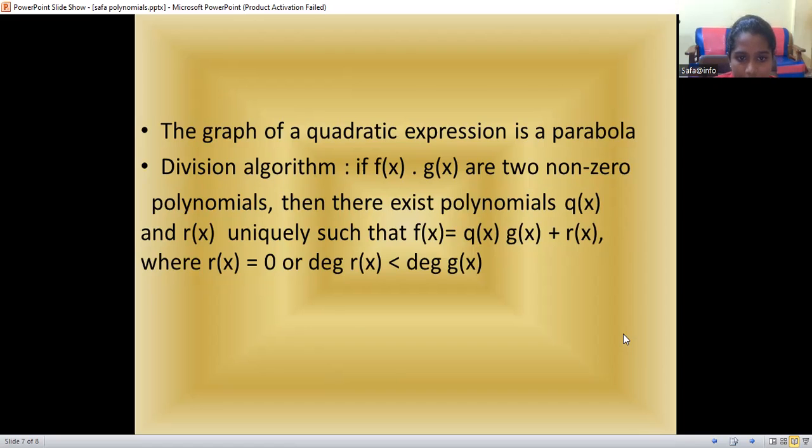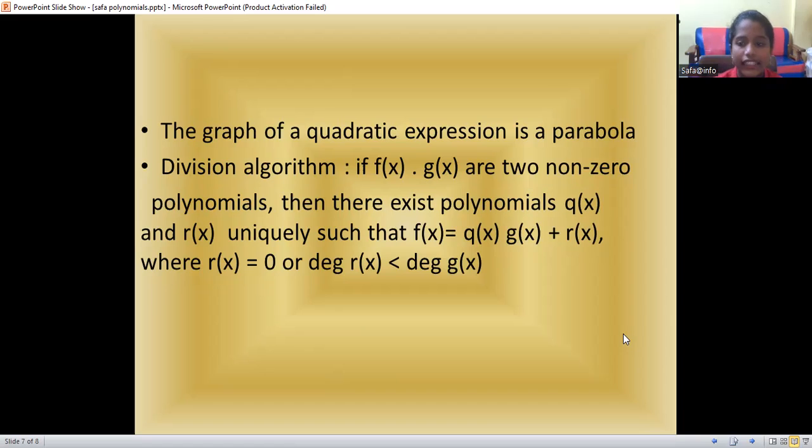Division algorithm. If f of x and g of x are two non-zero polynomials, then there exist polynomials q of x and r of x uniquely, such that f of x is equal to q of x into g of x plus r of x, where r of x is equal to 0, or degree r of x is lesser than the degree g of x.